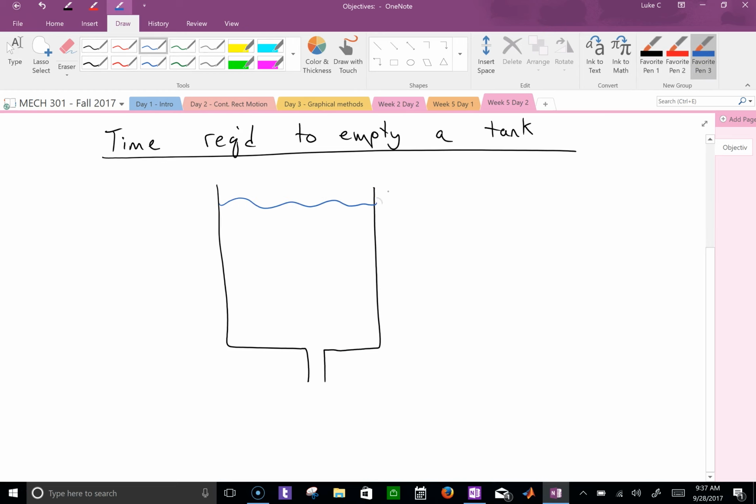That's why it's due design over. I learned twice. Okay, so here's a tank.